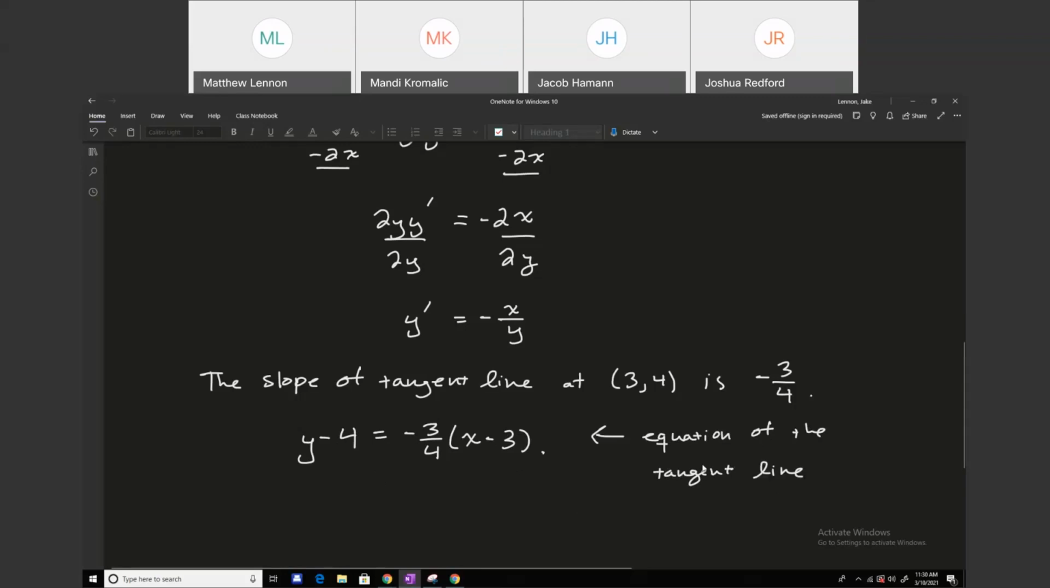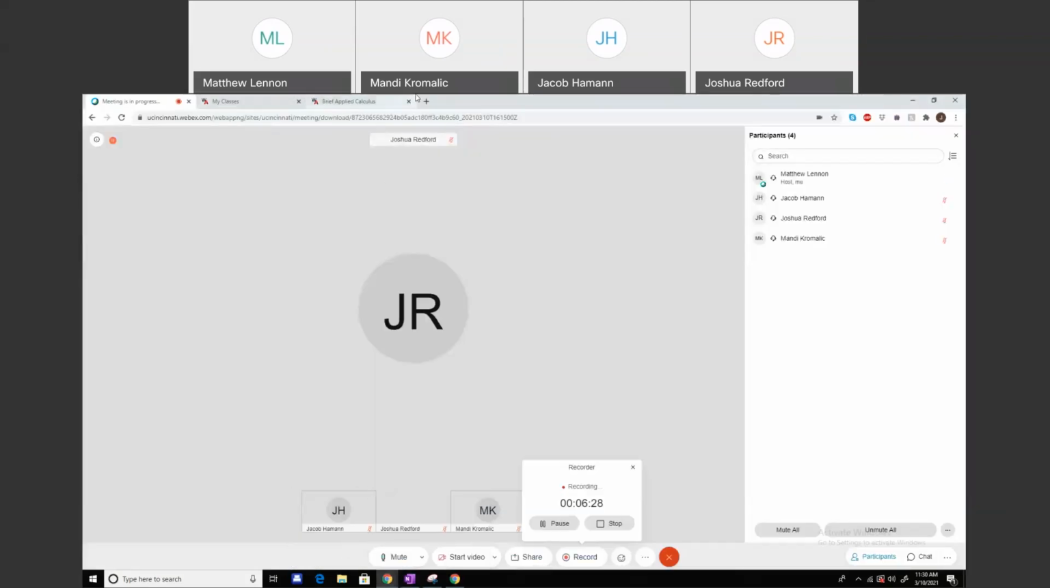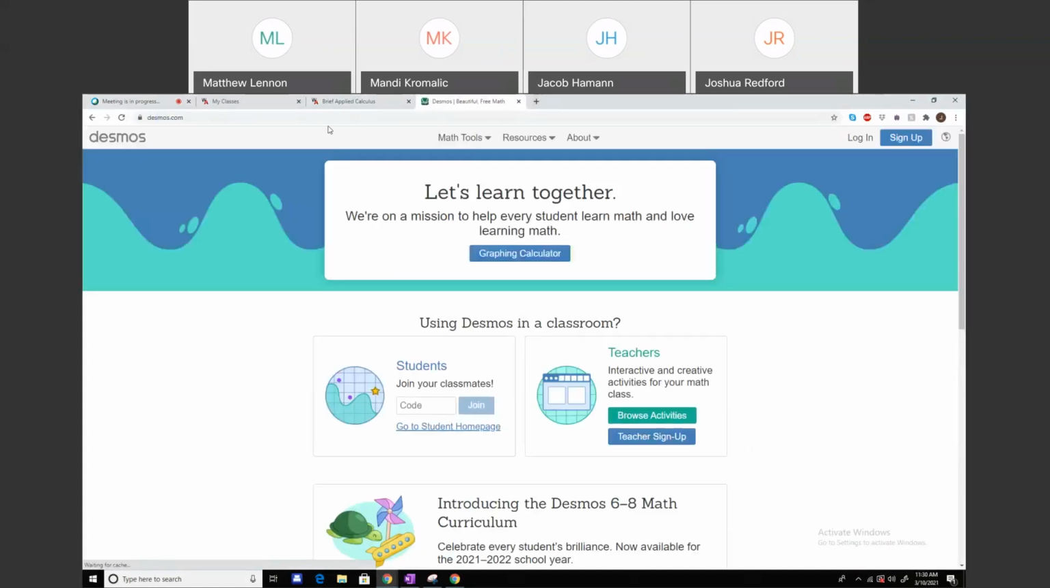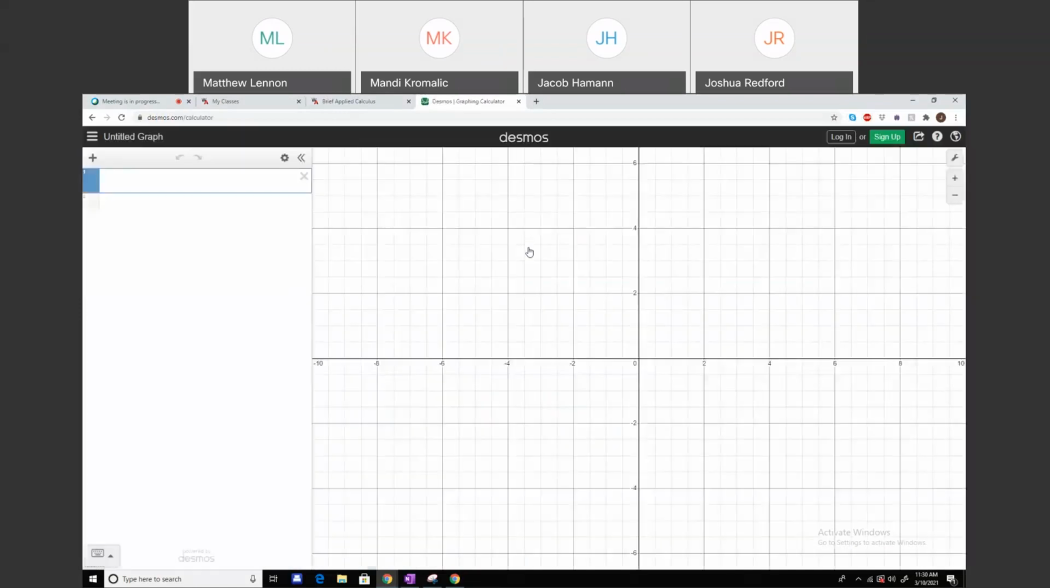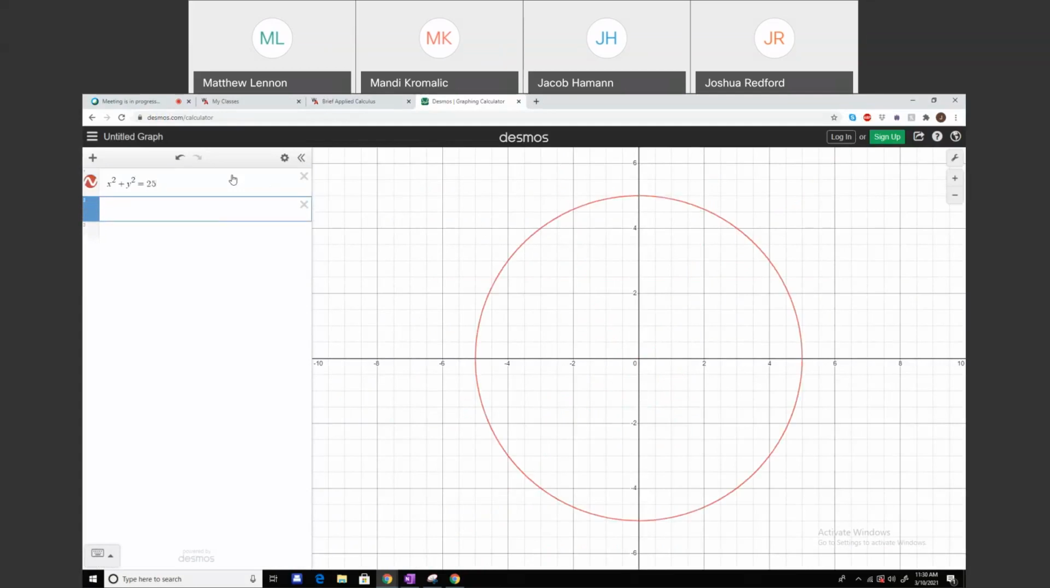And if you want, we could graph it to see that it's tangent at that point. Let's go ahead and see it. So let's go to desmos.com. We just want to graph it. So we have our circle, x squared plus y squared equals 25. And then we have y minus 4 equals minus 3/4 times x minus 3. And we see it's perfectly tangent at that point 3, 4. So that's exactly the equation of the tangent line that we found.